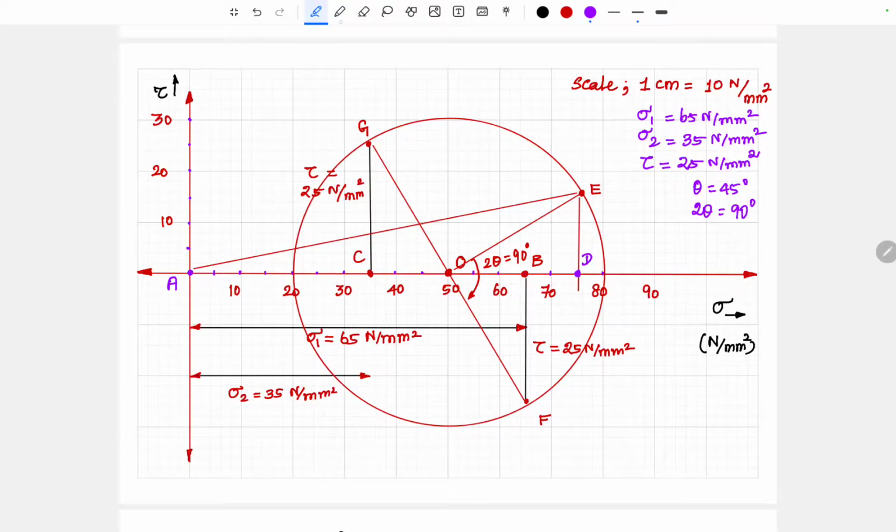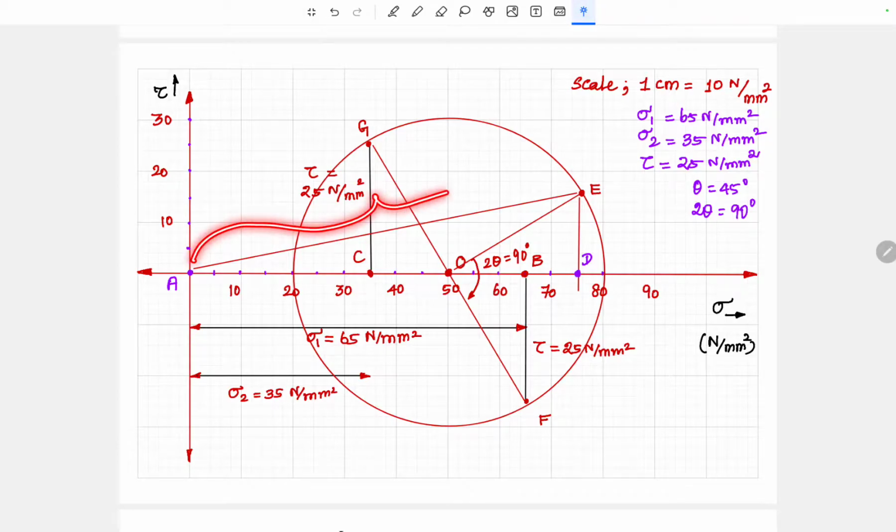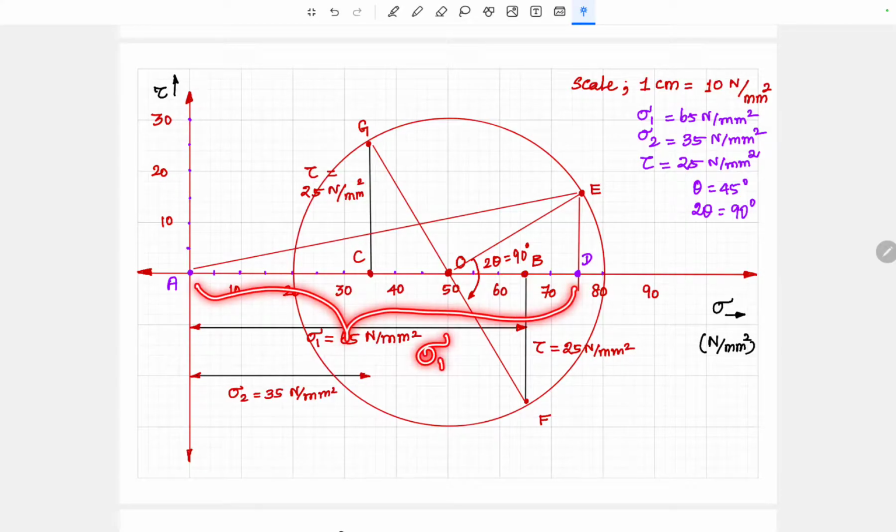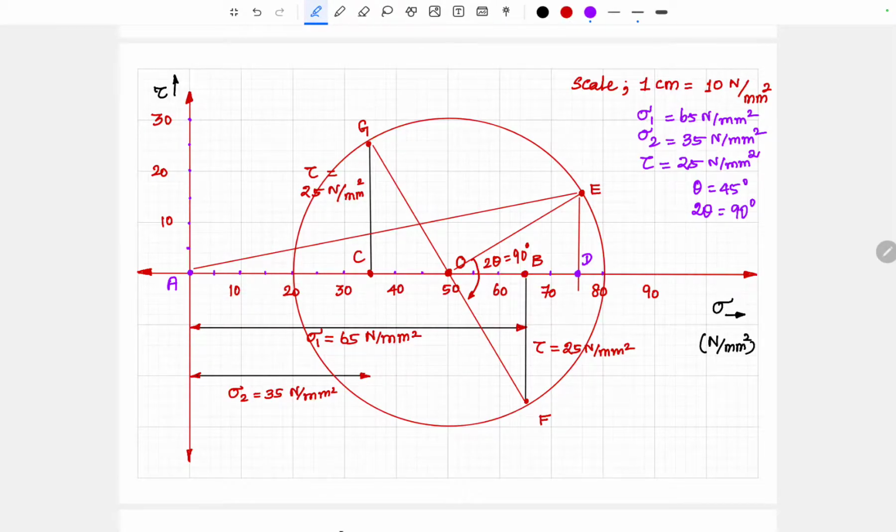So now if you check the length of AE, that is equal to your resultant stress. If you check the value of ED, that is equal to your tangential stress. If you check the length of AD, that is equal to your normal stress value. Okay, let me check all those values here. And in the problem we need to calculate sigma T value, tangential stress value, and normal stress value.